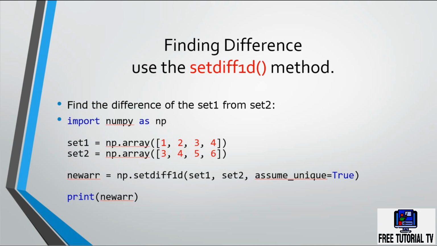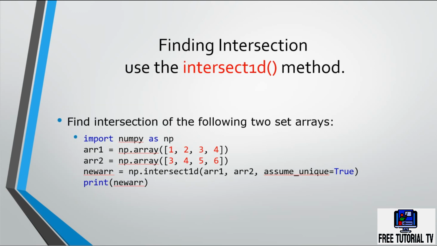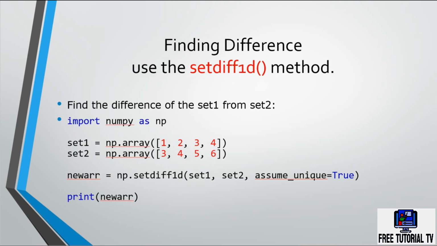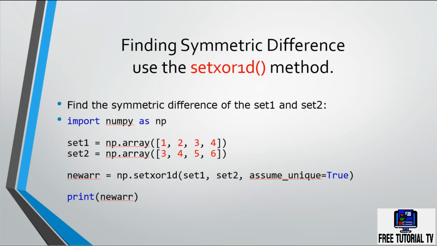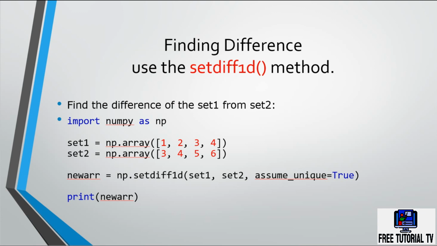So how do you create a set? Then you can have an intersection. You can do a set difference in one dimension. Then you can go for set or in one dimension. You can also go for all these set operations, union operations, difference operations, set or operation. You can always do all these operations in NumPy very easily.